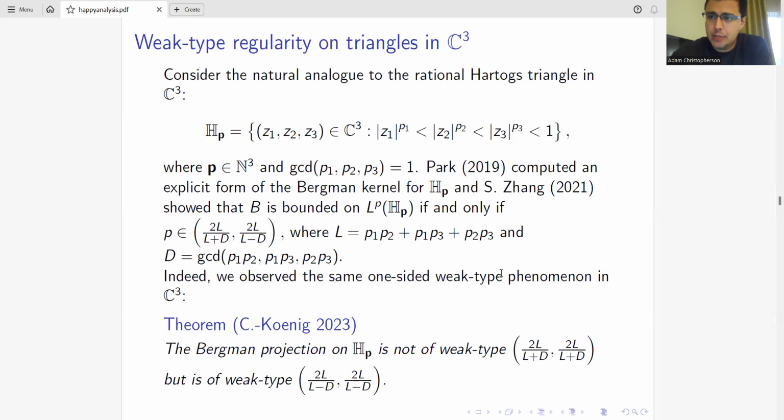And now that we have a range of LP boundedness, we can step in and study the weak type endpoint regularity. And that was from this year. The Bergman projection on this domain is not of weak type at the lower endpoint, 2L over L plus D. It is of weak type at the upper endpoint, which is 2L over L minus D. So the same result that was observed by Wu and Wick in H1, the same result that was observed by my advisor and myself for the rational Hartogs triangle, and in fact for these three-dimensional analogs as well, still holds. Kind of an interesting and somewhat surprising one-sided weak type estimate.